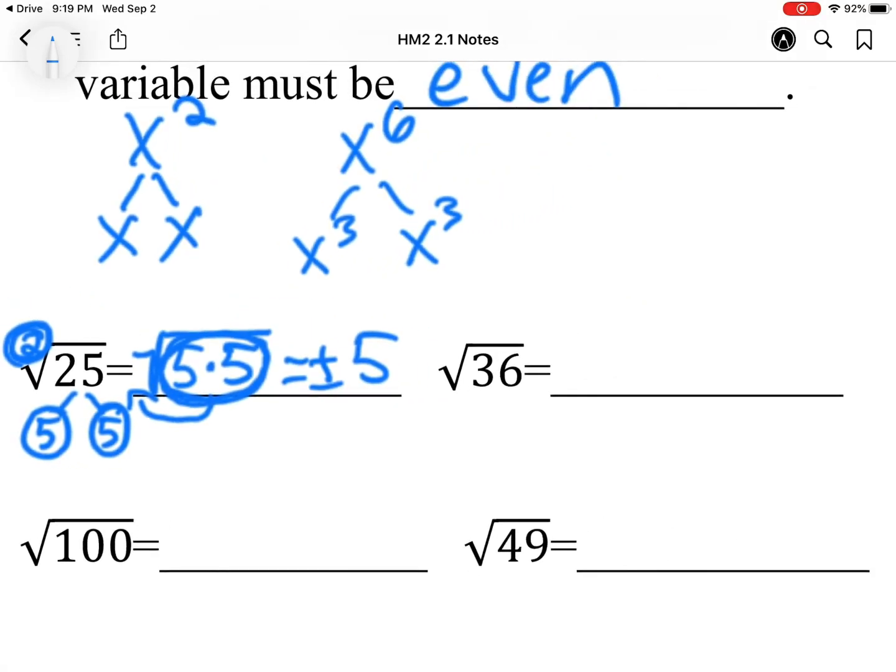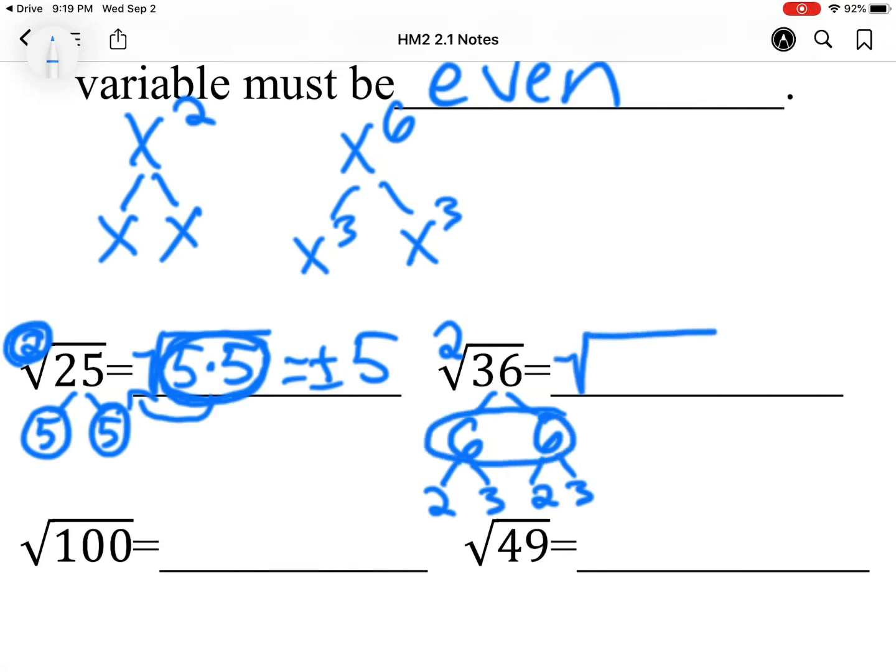So let's do another one. 36. The index is not indicated, so we can assume that it's 2. So when we factor it out, we have 6 times 6. Now, we can keep going if we really wanted to. We can keep going and say 2 times 3 and 2 times 3 if we really want to. But the only thing we're worried about is that we have 6 and 6.